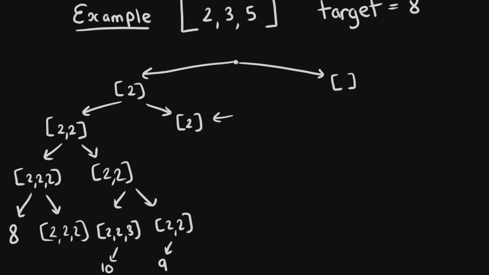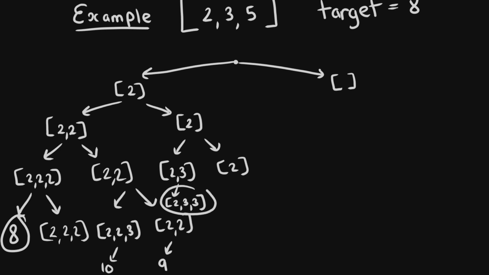And at this point, we can take a 3. So we can kind of take a look at the choices between taking a 3 and not taking a 3. So we get 2, 3, or we get 2. And if we take another 3, we'll get 8. So this is 2, 3, 3. And this is a valid combination to reach the target value. So currently we have 2 values. One is right here and another is right here.